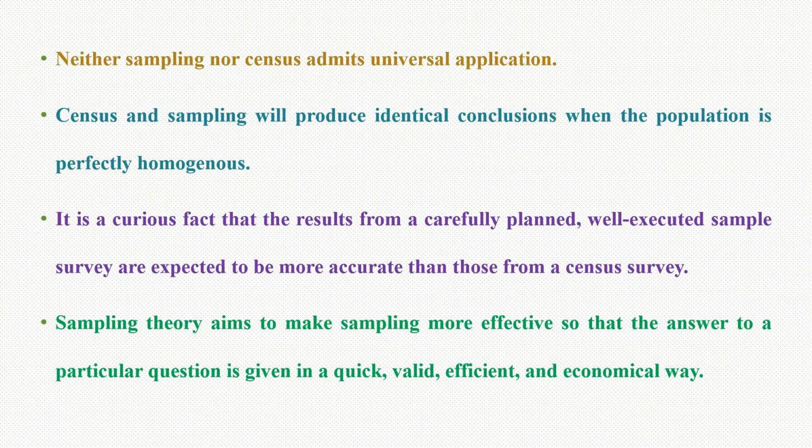Some points about sampling: neither sampling nor census admits universal application. Census and sampling will produce identical conclusions when the population is perfectly homogeneous. It is a curious fact that the results from a carefully planned, well-executed sample survey are expected to be more accurate than those from a census survey. Sampling theory aims to make sampling more effective so that the answer to a particular question is given in a quick, valid, efficient, and economical way.